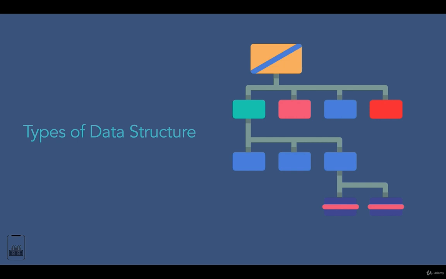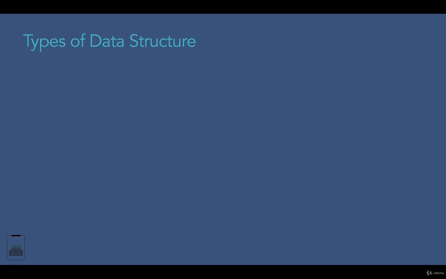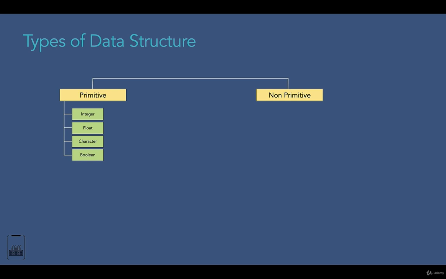Alright guys, so now we have learned what data structures are and how important they are for a software developer. Now in this video, let's see what different types of data structures we have. Data structures can be broadly grouped into two basic types: primitive data structures and non-primitive data structures. These groups are based on whether they are predefined in the programming language or defined by the user.